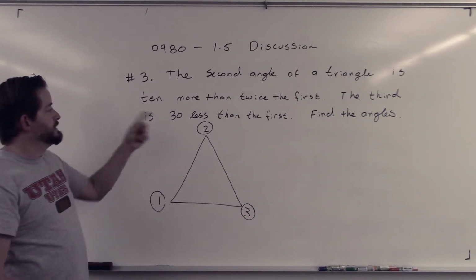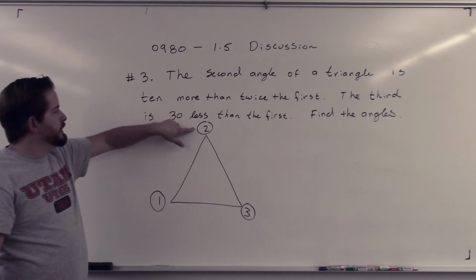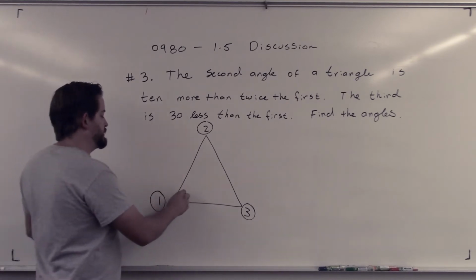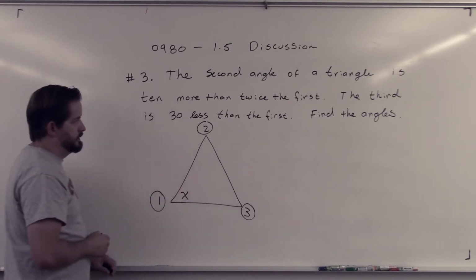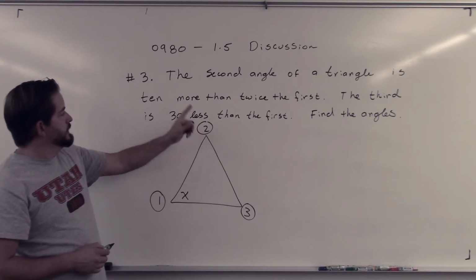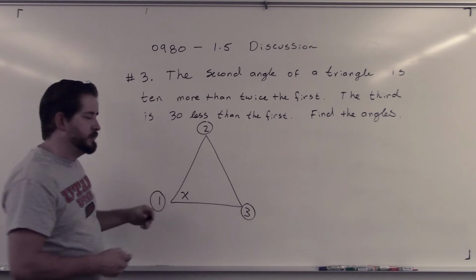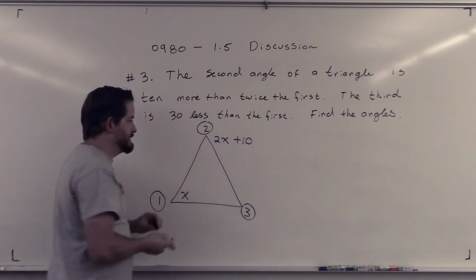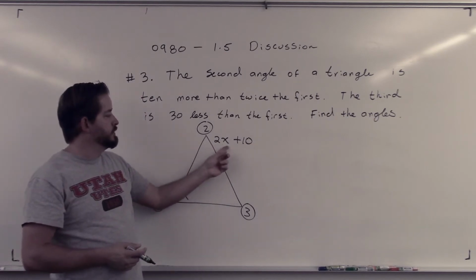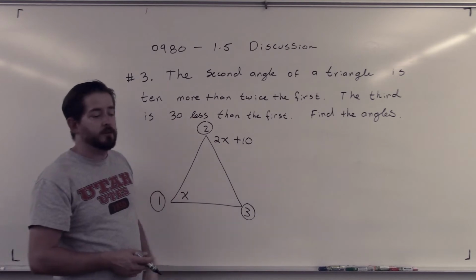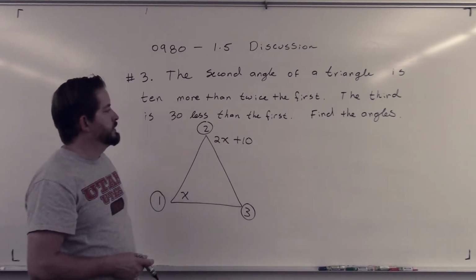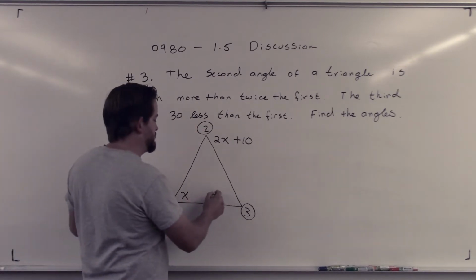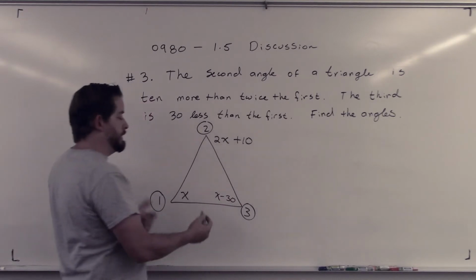In our problem it says that the second angle, so this one, of a triangle is 10 more than twice the first. Since it refers to the first, I'm going to call the first x. The expression for the second one is 10 more than twice the first, so that is 2x plus 10. That is to take twice the first and add 10 to it. The third one is 30 degrees less than the first. Well, that's just that first one, which is x, minus 30. And those are my three angles.